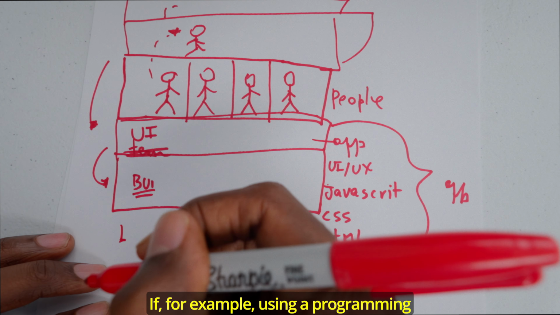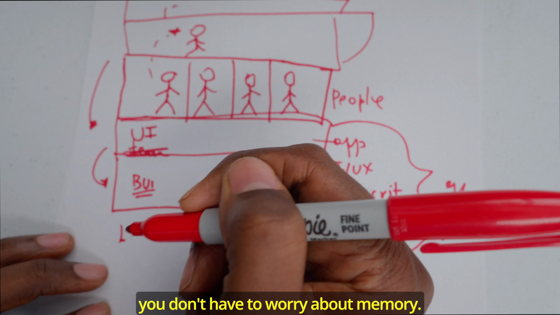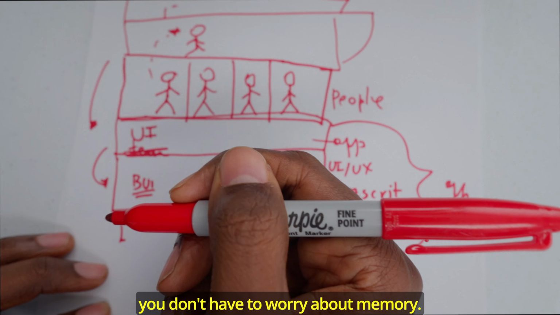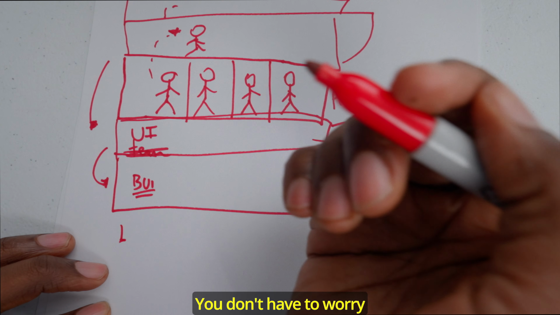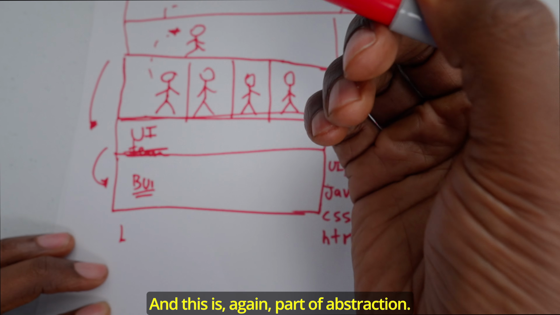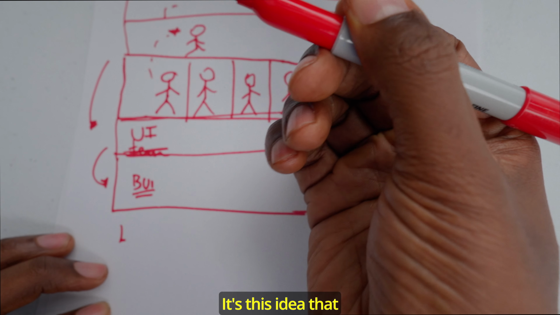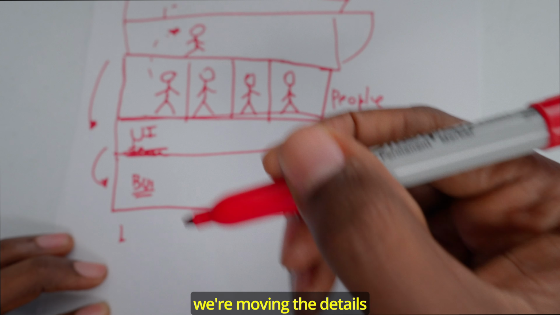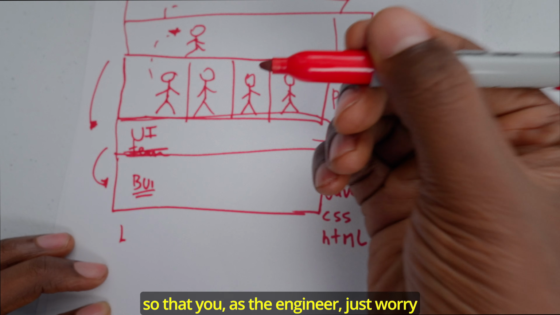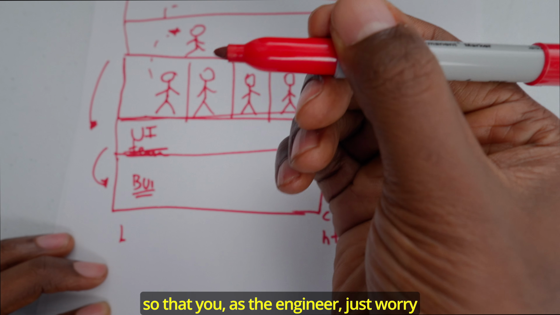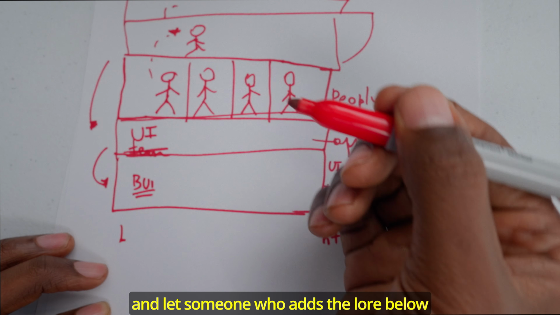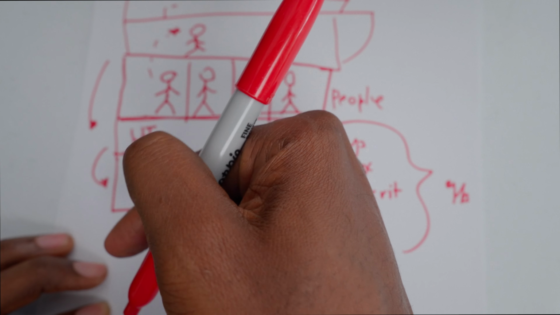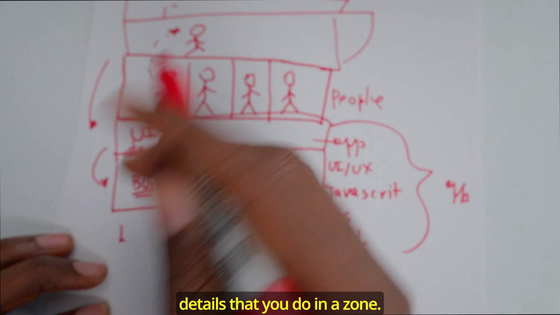If, for example, you're using a programming language such as Python, you don't have to worry about memory. You don't have to worry about pointers. You don't have to worry about a lot of things. And this is, again, part of abstraction. It's this idea of removing the details so that you as the engineer just worry about the things that are important to you and let someone who is lower below take care of all those details that you don't want to deal with.